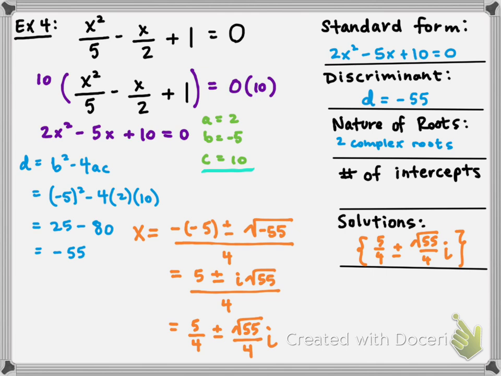Now, how many intercepts does this graph have? Well, if I'm dealing with complex, meaning I'm not crossing the x-axis at all, and I know that one of my intercepts is at c equals 10, or 10 is my y-intercept, so 0, 10, then I should remember that I have one intercept because only one of them will cross the x or y axis.